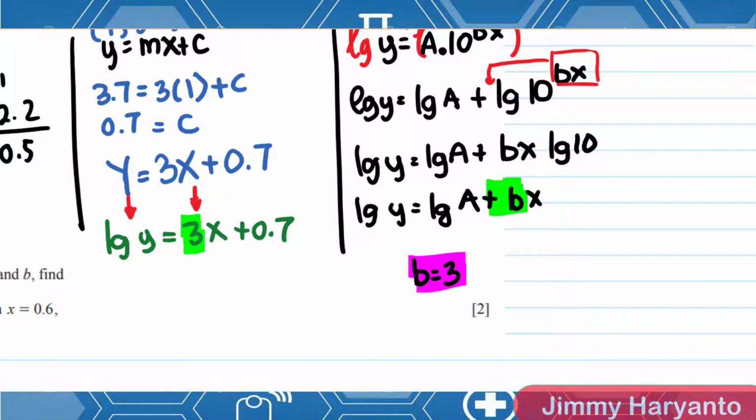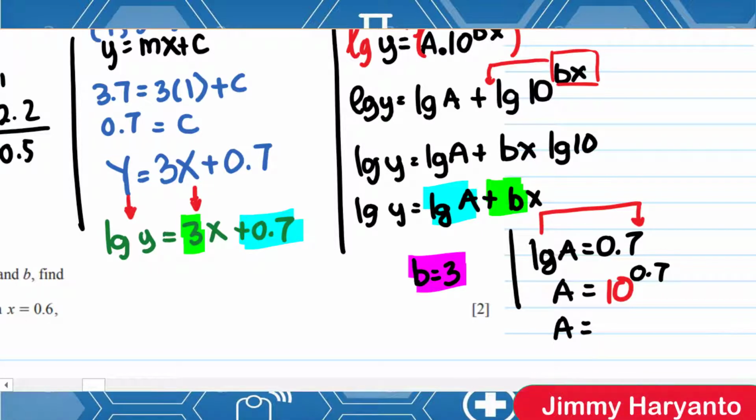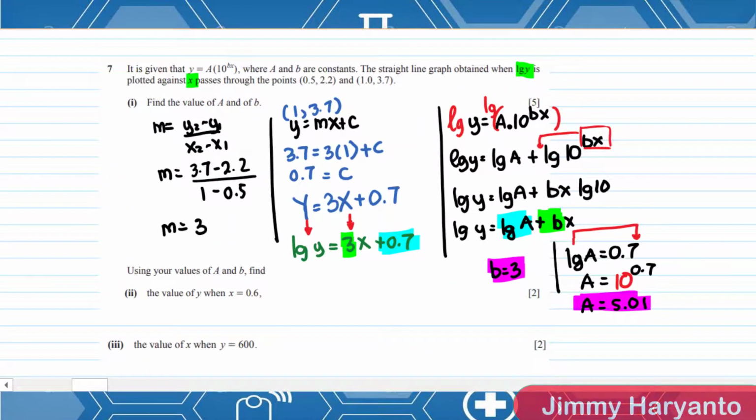And then for a, we can use the intercept: LGA equals 0.7. So I have to remove this LG and move it to the right side, and it will be 10 to the power of 0.7. So a will be 10 to the power of 0.7. It's 5.01 in 3 significant figures. So this is our second answer, for b and a.